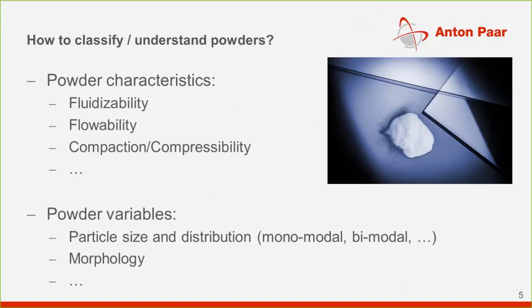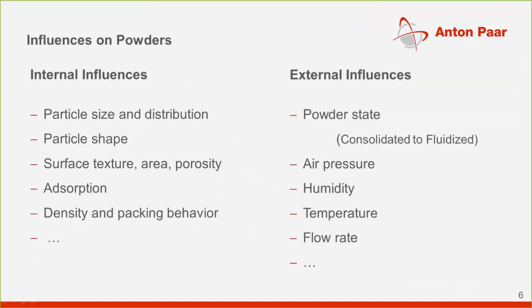So basically what we're seeing here is that these variables will influence the powder characteristics. These variables are more or less the internal influence on the powder behavior, as we can see here on the left side of this slide, where the powder behavior will be influenced by particle shape, surface texture, and so on, by the density of the sample. But there are also a lot of external influences which can change the behavior, like humidity, temperature, airflow rate, the state if the powder is fluidized or consolidated, for example.